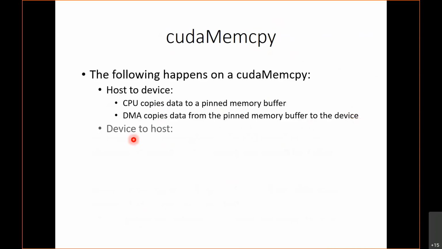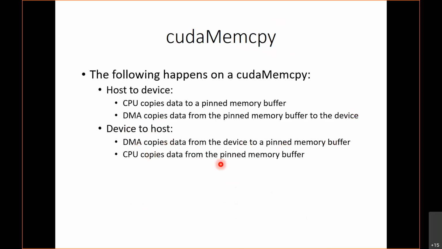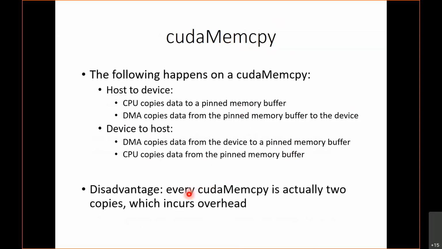So when we copy from device to host, the DMA is going to copy from the device to a pinned memory buffer, and then the CPU will copy from the pinned memory buffer to the CPU buffer that was allocated by malloc. So as you can see, whenever we call CUDA memcopy, we're not doing just one copy. We're actually doing two copies. One copy is between the regular CPU buffer and the pinned memory buffer, and the other copy is between the pinned memory buffer and the device memory. And obviously, doing two copies instead of one incurs overhead. Okay?